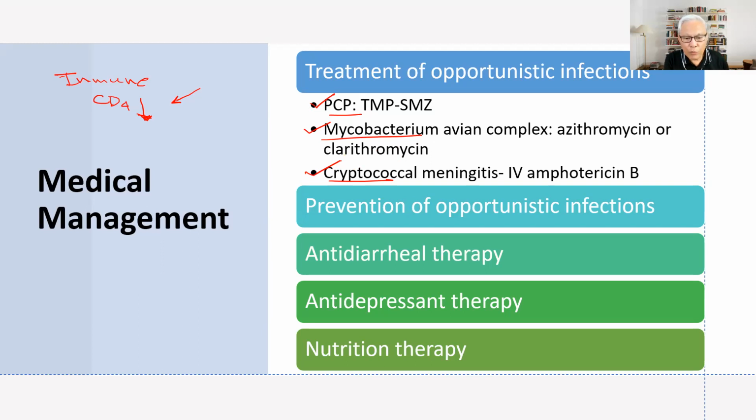So other things that we do are going to institute antidiarrheal therapy and antidepressant therapy to treat depression, as well as nutrition therapy for patients who have unexplained weight loss. And this is going to be very important in order to decrease the incidence of HIV wasting.